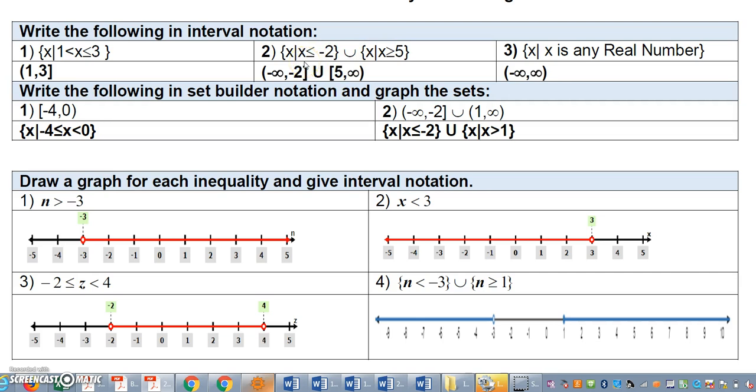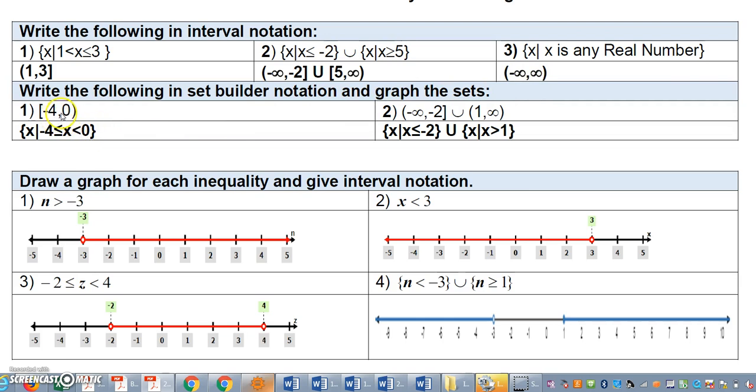This one is a union of everything less than or equal to negative 2 with everything greater than or equal to 5. And so everything less than or equal to negative 2 would be negative infinity to negative 2 with the bracket, and union with everything greater than or equal to 5 would be 5 to infinity with the bracket. The bracket because these two include the values. And then for all real numbers, I just showed you that negative infinity to infinity.